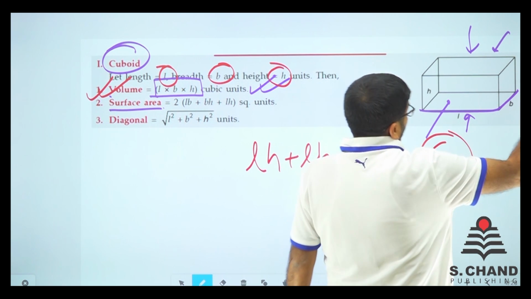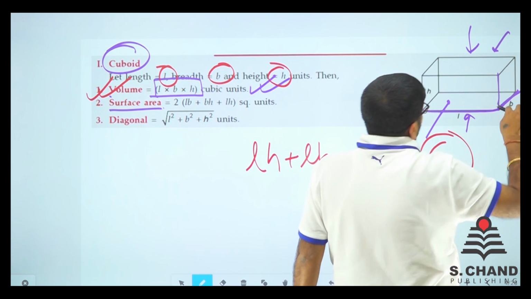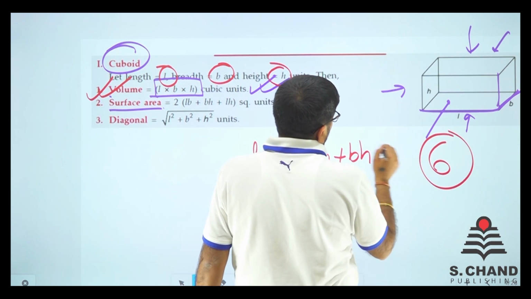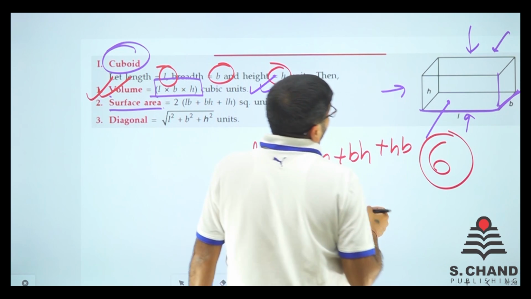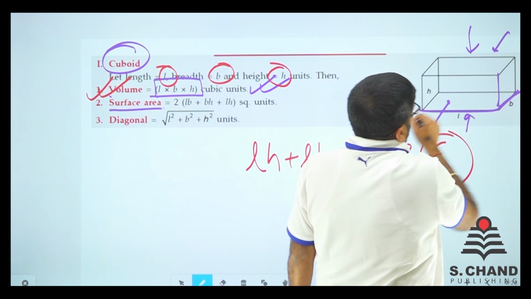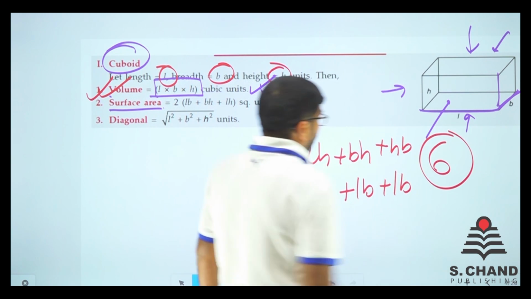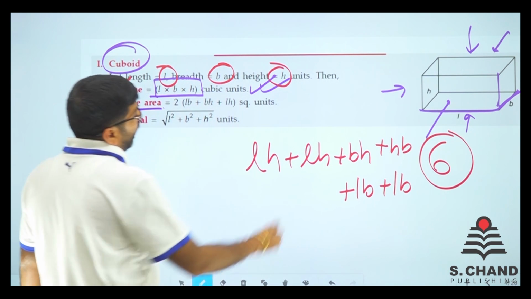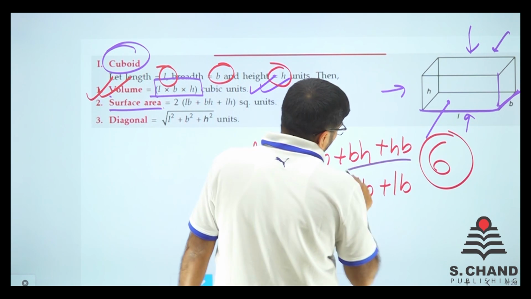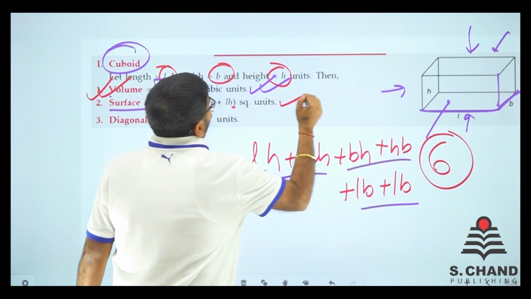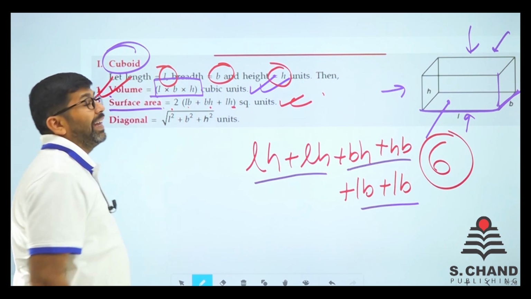From this portion, from the right hand side, we have B into H. At the same time, from the left side, we have B into H plus B into H. Then we have the bottom and the top, so length into breadth, so we have length into breadth plus length into breadth. So in total, we have 2LH, 2BH and 2LB. So 2(LB + BH + HL). That is the square units of surface area.